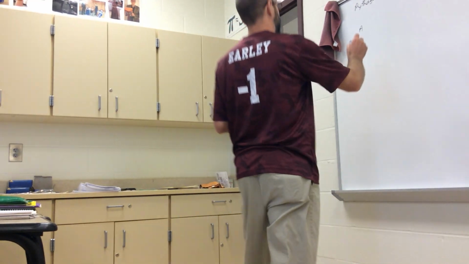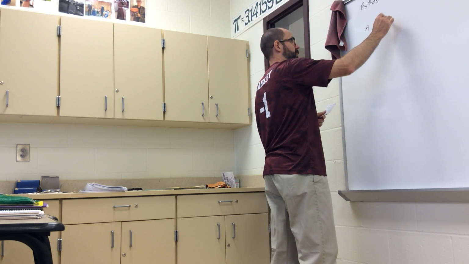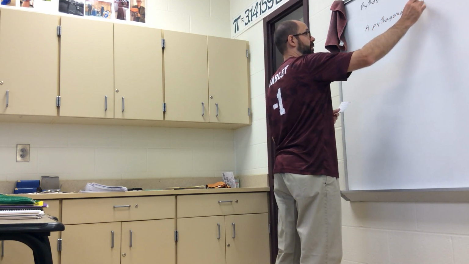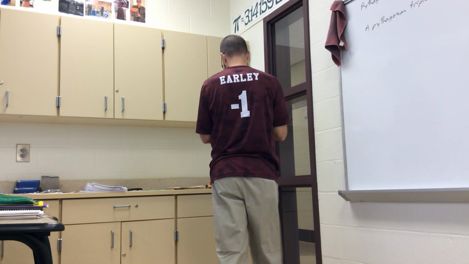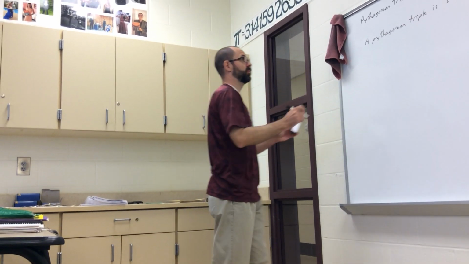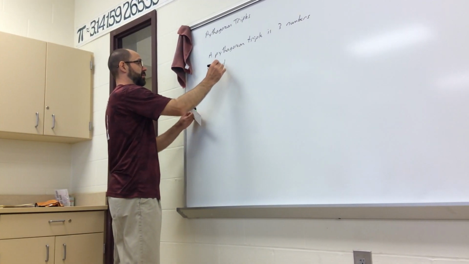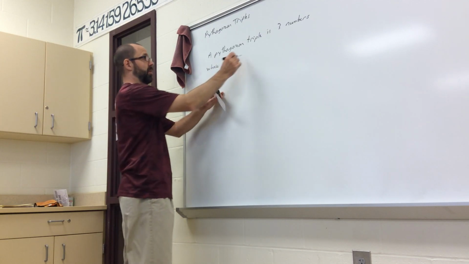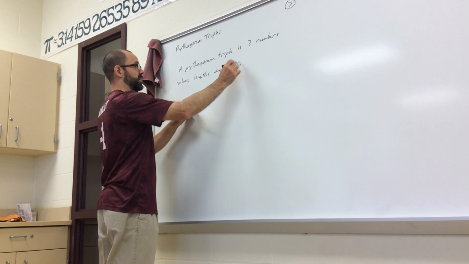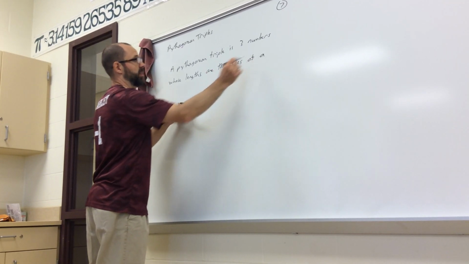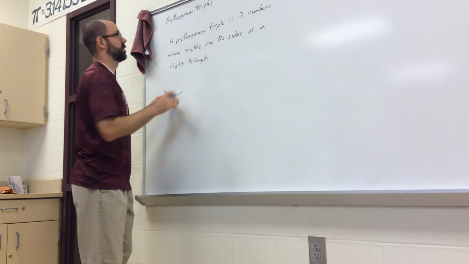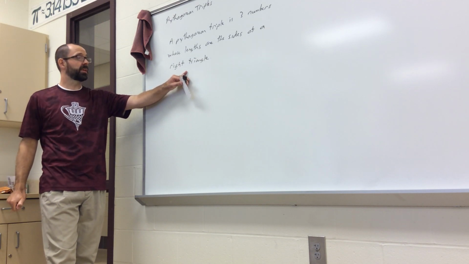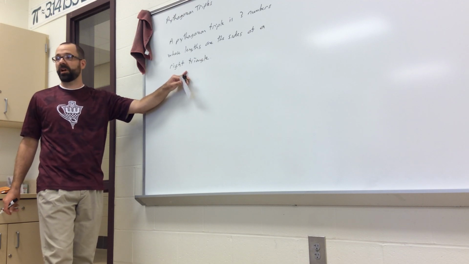Pythagorean triple is three numbers whose lengths are the sides of a right triangle. A Pythagorean triple is three numbers whose lengths are the sides of a right triangle.